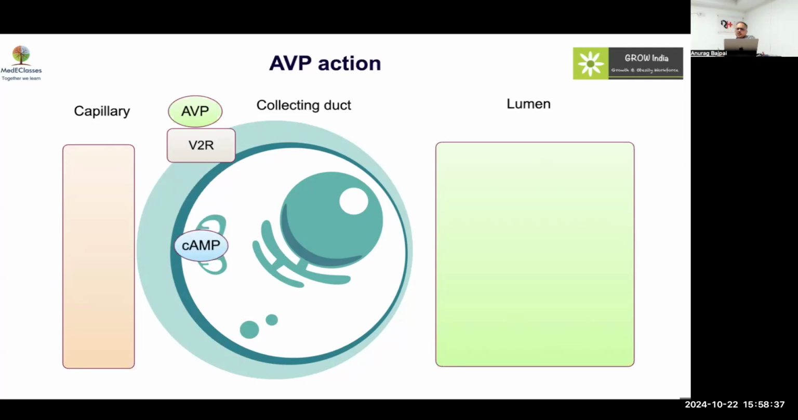This is going to work via the V2 receptor through the cyclic AMP pathway, acting through VAMP2 to cause the shift of aquaporin to the membrane, just like aldosterone shifts your epithelial sodium channel to the plasma membrane. Now this aquaporin is just like a water canal, like digging a hole so you get the water outside.